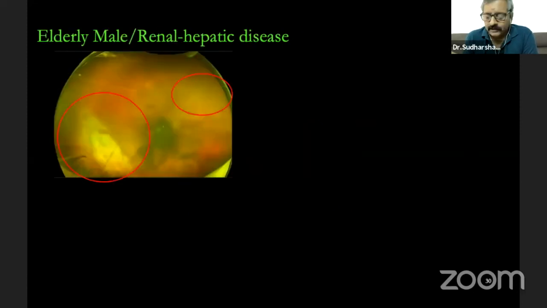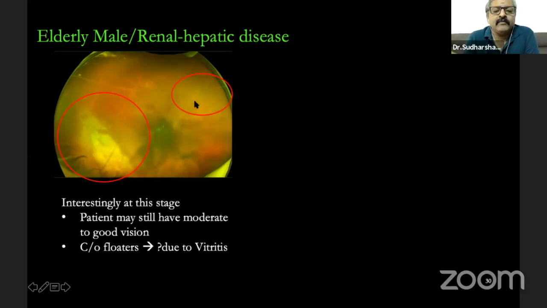So that is retinal involvement in Behçet's, but what if you have a panuveitis with predominantly retinitis? The equivalent disease in the infective part for Behçet's is acute retinal necrosis. This is an elderly male, a patient with renal hepatic disease. We saw the ARN-like lesion in the periphery. Remember, there are some sclerosed vessels this side also. Interestingly, at this stage, the patient may still have moderate to good vision.